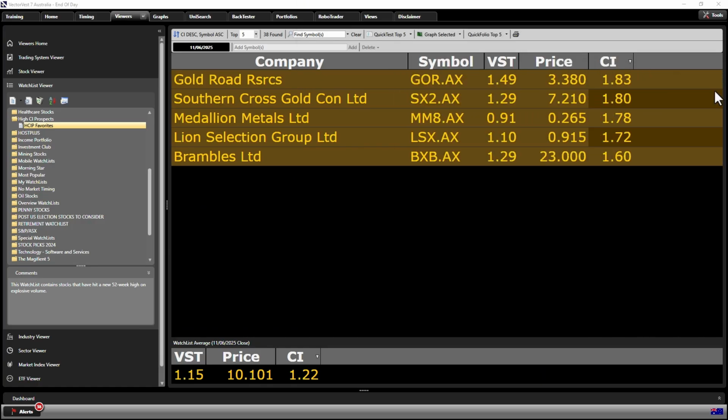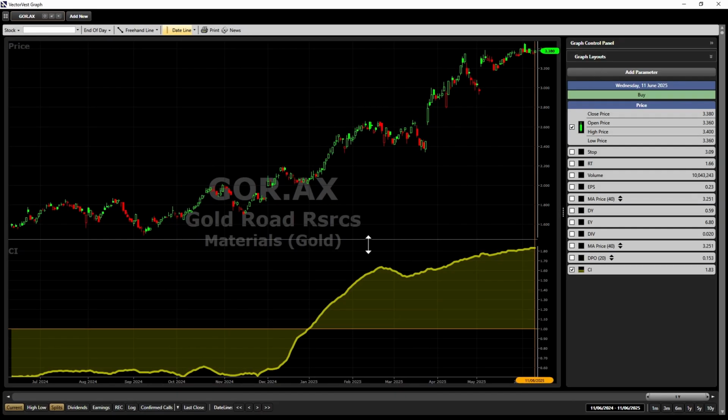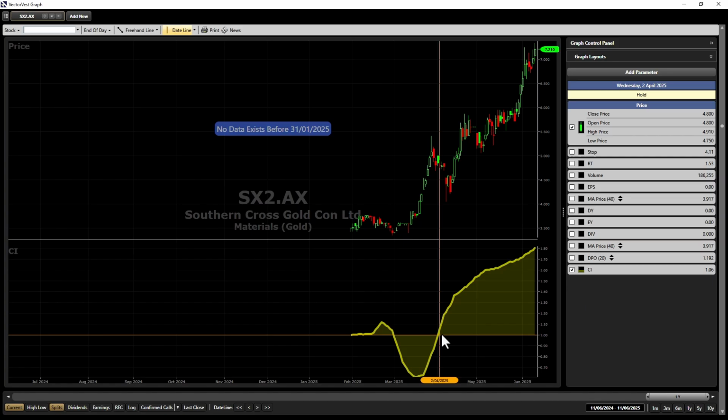Now, if you look at the write-up here, it's a bit small, but I'll read it out. This watch list contains stocks that have hit a new 52-week high on explosive volume. So I've gone and found those smooth trending stocks and then ensured I get the smoothest of the smooth. Here I am graphing them. Look at this. This is where CI breaks above 1 around about here. Just over $2. Now it's over $3.30 odd. And you can see, look, it's picking on those breakouts.